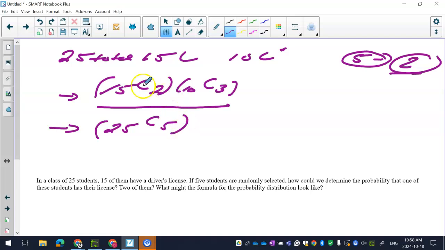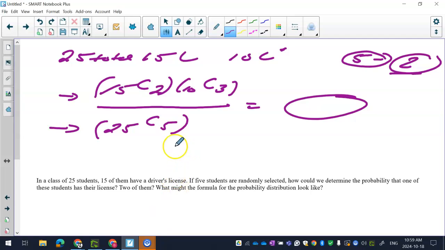And of those, I'm choosing 2 of the 15 that have a license. I'm choosing 3 of the 10 that don't. And you throw this in a calculator and you get a number. Okay? If you want to look at the distribution, all you do is go through all the different combinations here. You can have 0 with a license, so this would be 0, that would be 5. You could have 1 with a license, that would be 1, that would be 4. And you can go all the way up to having 5 with a license, which would be 5 and 0. And then you could graph them and use Google Sheets to help you with that sort of thing. Okay, so that's all it's asking.